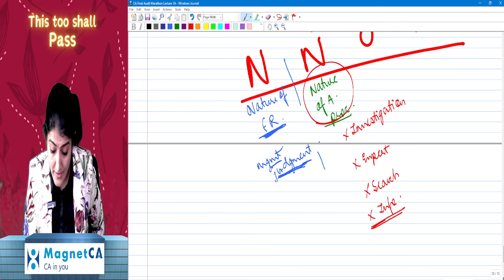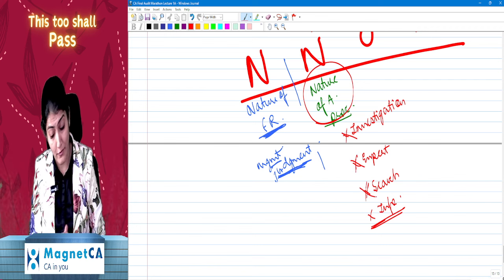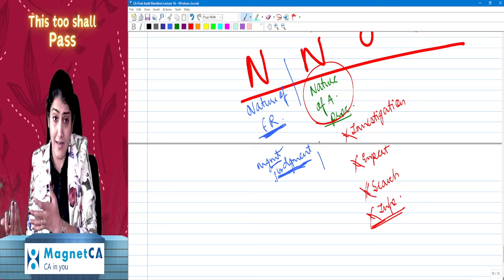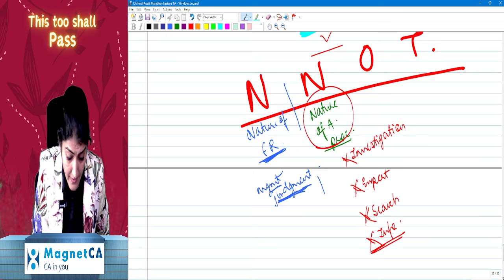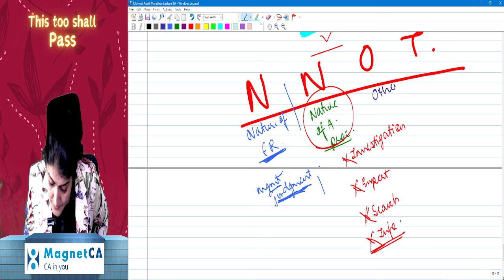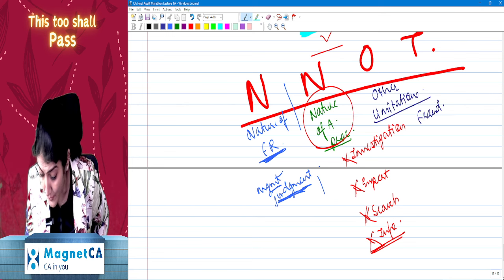Okay, audit is not an investigation. Auditor is not an expert. Auditor does not have the power of search. Then the information provided by the management may be incorrect or inaccurate. Then we have some other limitations of the audit. Like, you know, in an audit, checking for fraud is very difficult, whether fraud has taken place or not.